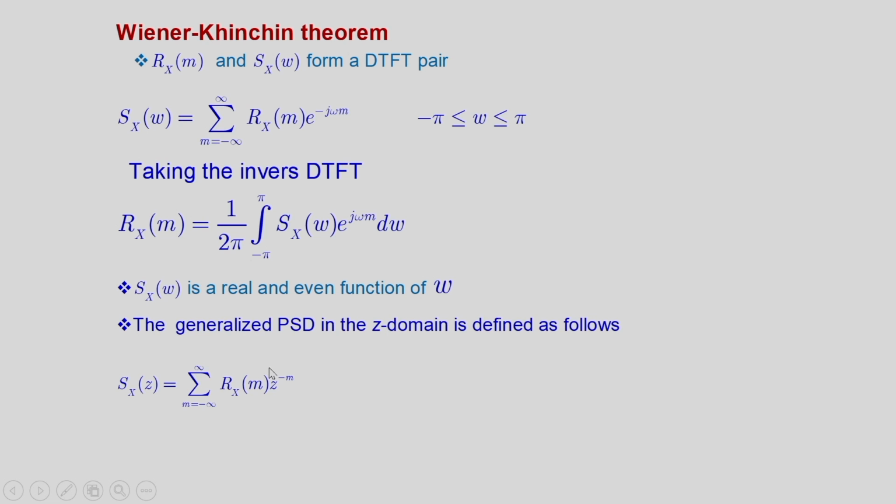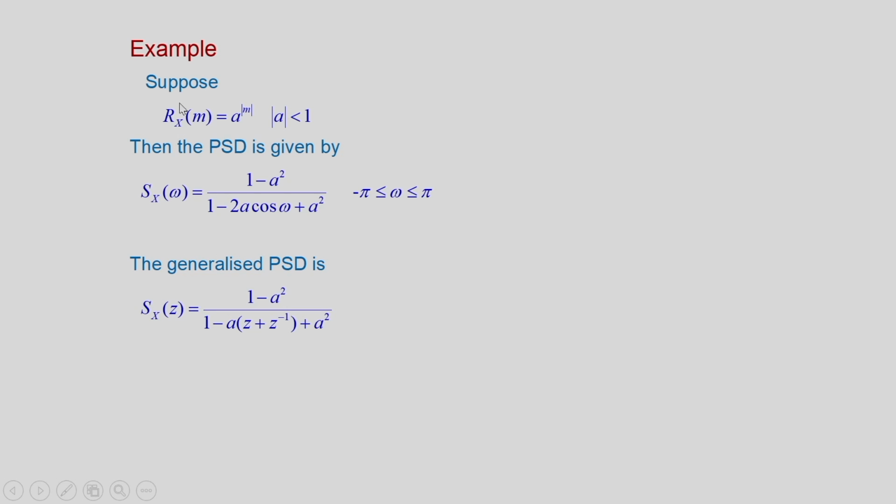So, here z is a complex number. Now, instead of using e to the power j omega only, we have used z. We will give one example. Suppose Rx[m] is equal to a to the power mod of m, where mod of a is less than 1, then only it will become an autocorrelation function.